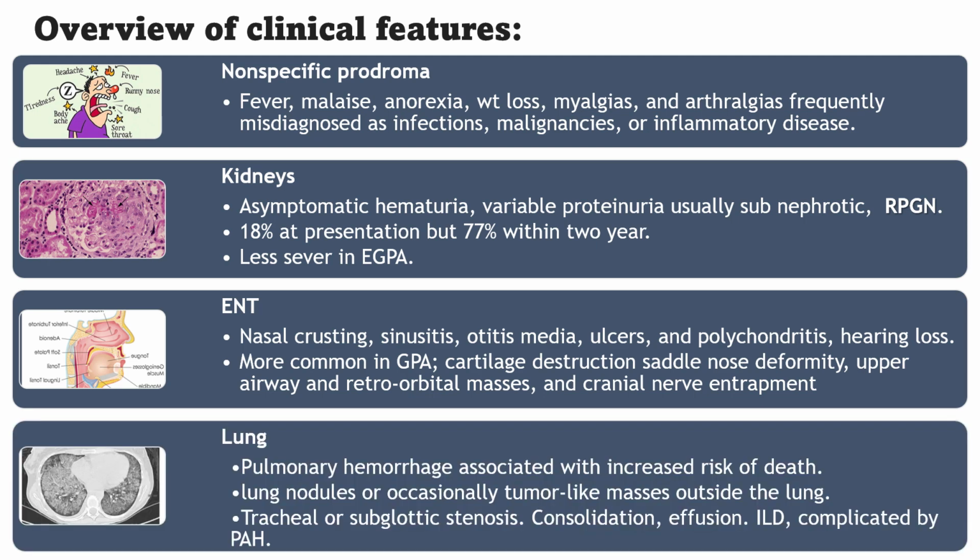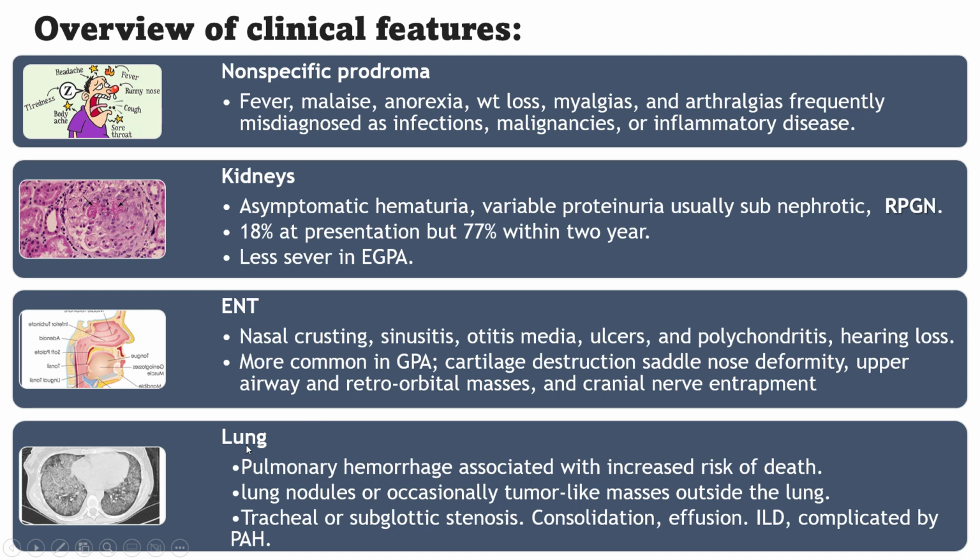It affects the upper and lower respiratory tract, so it can affect the ENT. Usually, this is more common with granulomatosis with polyangiitis, the Wegener disease. You can have saddle nose deformity or upper airway or retroorbital mass, or you can have granuloma.